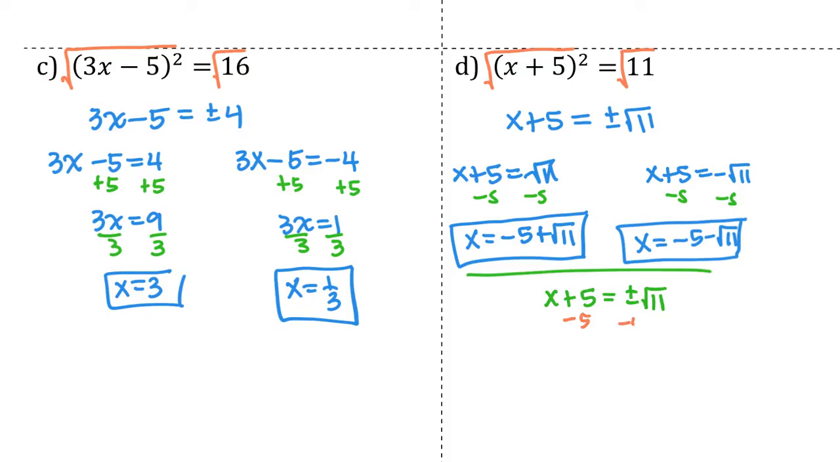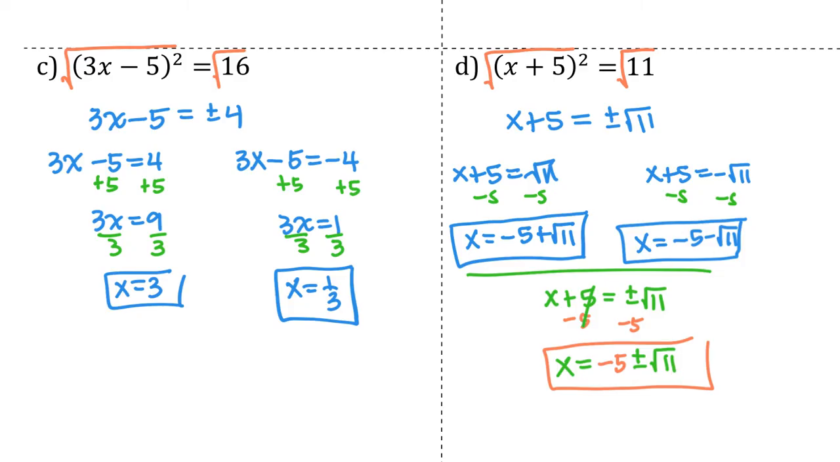So I'll minus the 5. Then when I write my answer, this cancels. I put the negative 5 first, and then I put plus or minus square root 11. Okay, now this is one way to write my answer, and it means the same thing as these answers, because one is negative 5 plus root 11, which is this one. The other one is negative 5 minus root 11, which is this one.